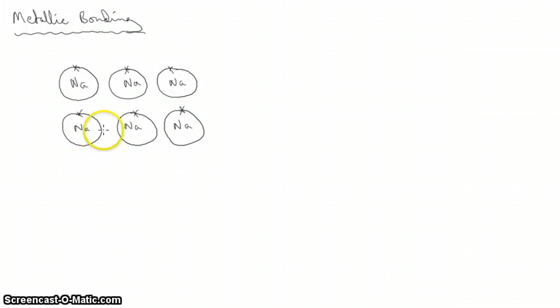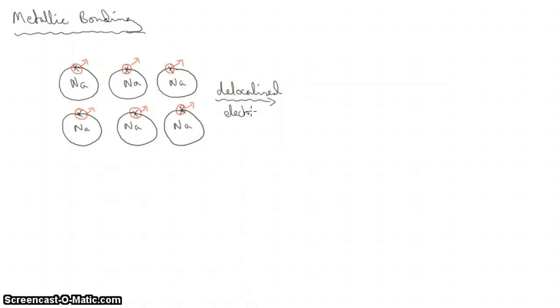But what does happen is the outer shell electrons, so that's the only ones that I've drawn, leave the pull of the nucleus. Okay, they become delocalized electrons. They free themselves from the pull of the sodium nucleus, and that electron does it for all the sodium atoms. So what you end up with is a sodium ion.